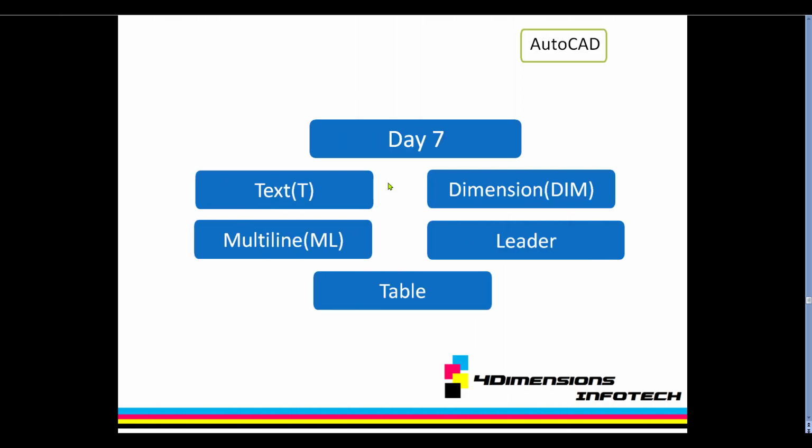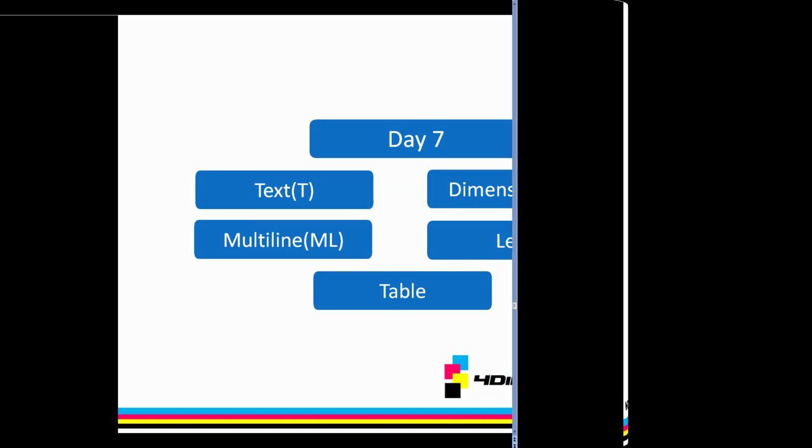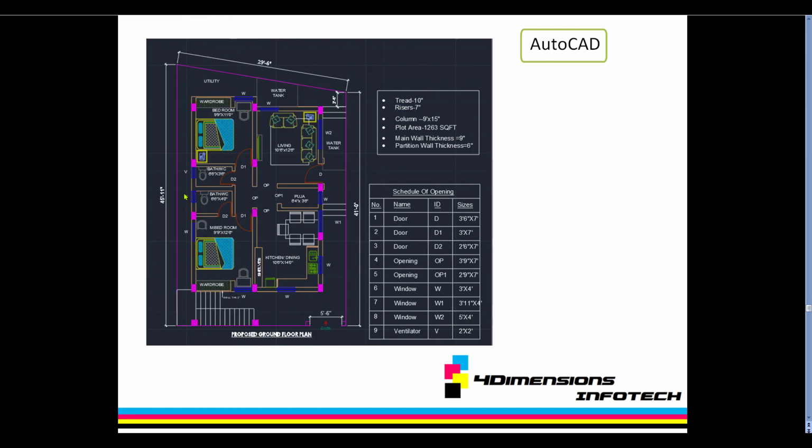In day 7, we are going to learn the commands like text, dimension, multiline, leader, and table. As shown in the figure, the text command is used to give the namings to each room. For example, master bedroom, kitchen, bathroom, puja room, living room, bedroom, like this.